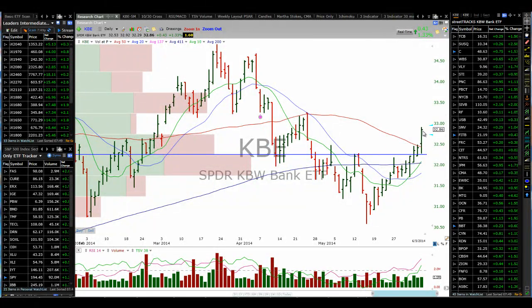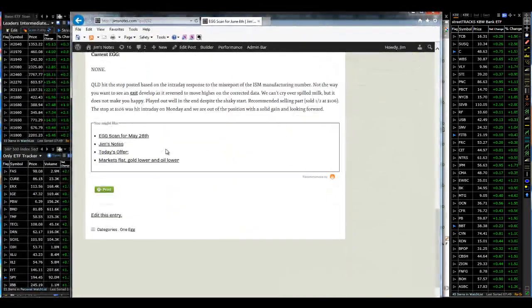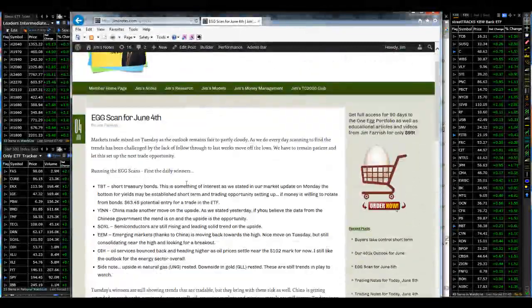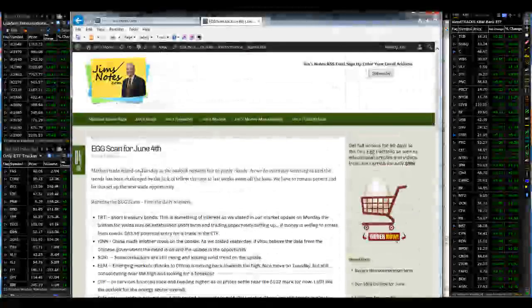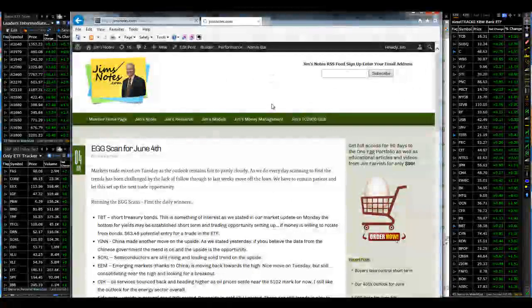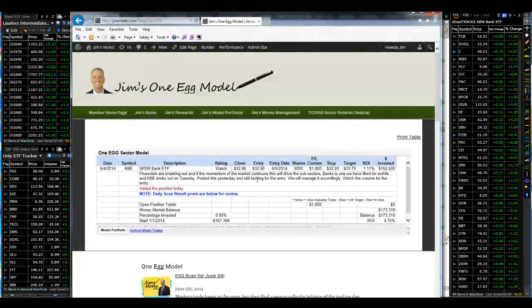We took the trade on banks early in the trading day today, and we're in it right now. As far as the EGG is concerned, what we're looking at is, I don't know where the table went. It may go higher, but it may also become a situation where we get stopped out.